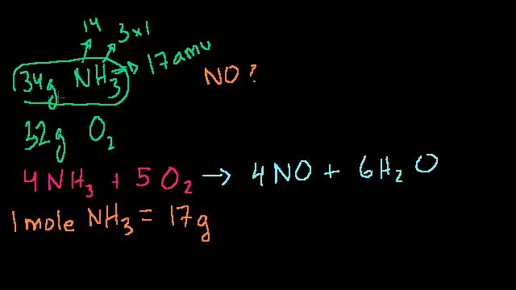So how many moles of ammonia are we given? We're given 34 grams of ammonia. 1 mole is 17 grams. So we're given 2 moles, right? 34 is 2 times 17. So this is 2 moles. We're given 2 moles of ammonia.